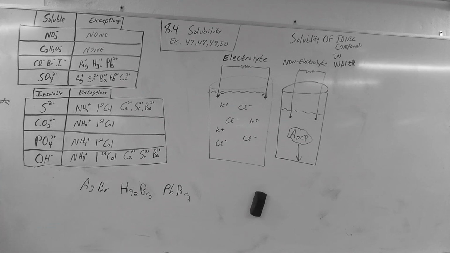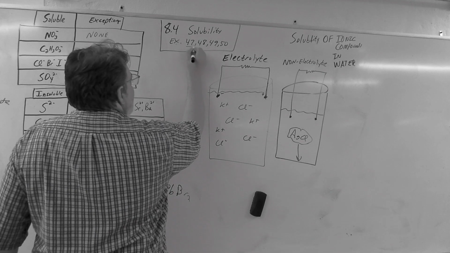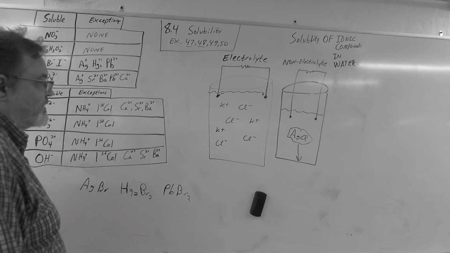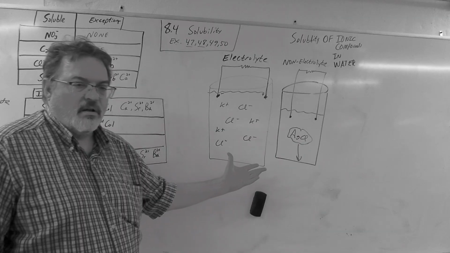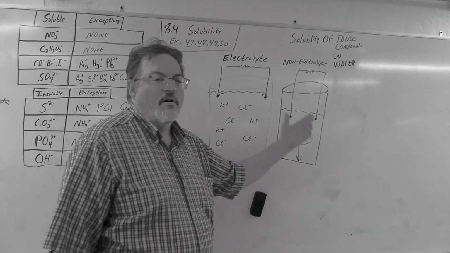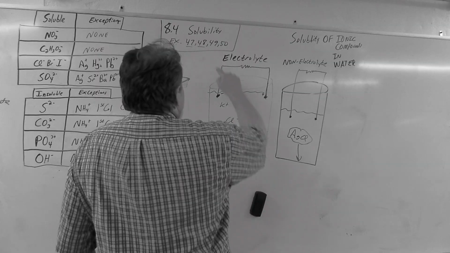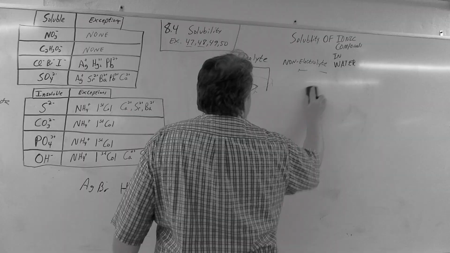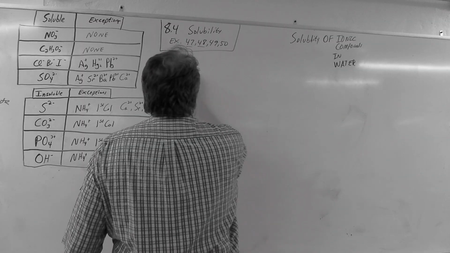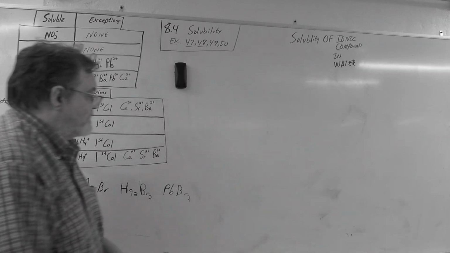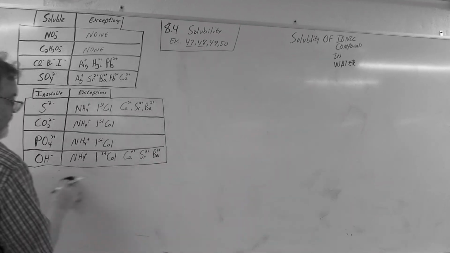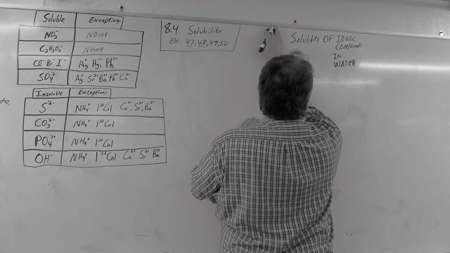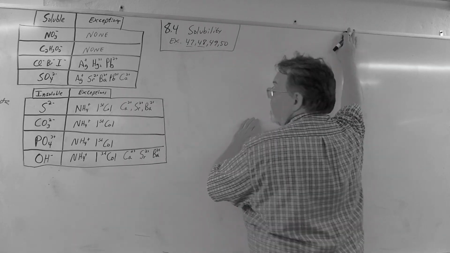Is that simple? In 47 and 48, say, which of these will be an electrolyte? Or the phrasing might be, which of these will conduct electricity? It's the same idea. Things that dissolve will, so those are electrolytes. Things that do not dissolve will not be electrolytes. 49 and 50 just ask you straight up, which one of these dissolves? But electrolytes are dissolved, non-electrolytes are not dissolved. And just remember, everything we're talking about here is ionic compounds in water.